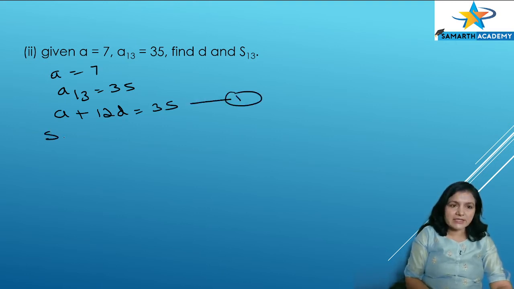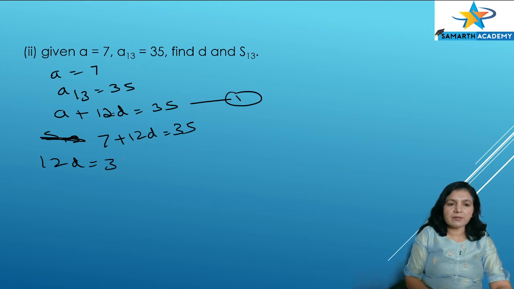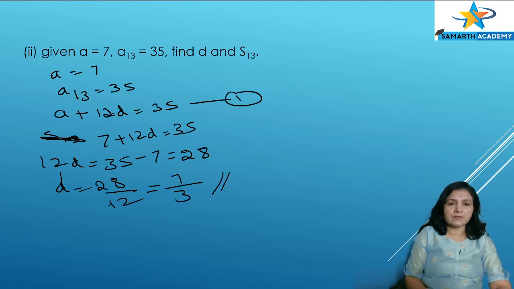Now S13 he is asking. So what I'll do, I'll put the value of a here and get the value of d. So what happens? 7 plus 12d equal to 35. 12d equal to 35 minus 7, which is 28. d equal to 28 divided by 12. This goes by 4. 4 sevens are 28, 4 threes are 12. So d is equal to 7 by 3.